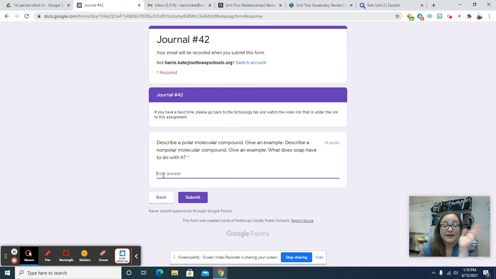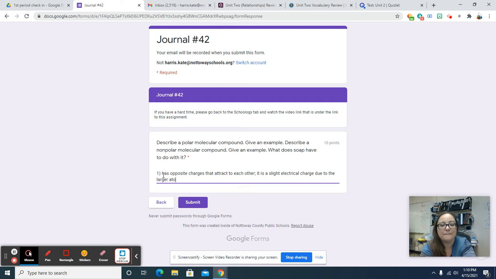So a polar molecule is one that has poles, like the Earth has a north and a south pole, or a magnet has north and south poles, right? So it's meaning that you've got opposite charges. So a polar molecular compound has opposite charges that attract to each other. It is a slight electrical charge due to the larger atom pulling harder on the shared electrons.